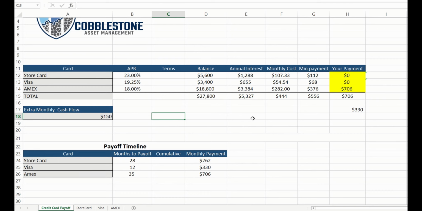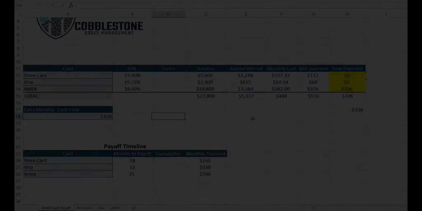It's time to get to work. Remember that first card, it's going to move a little slower, but beyond that, you'll be well on your way to getting debt free. Just stay committed, keep making those payments, and it's time to get debt free.